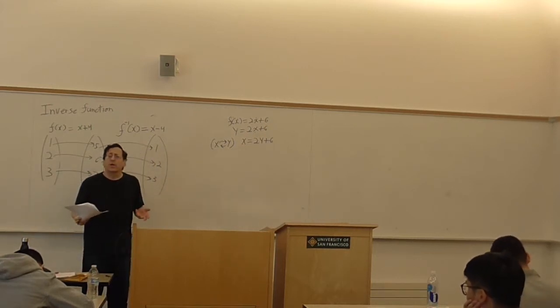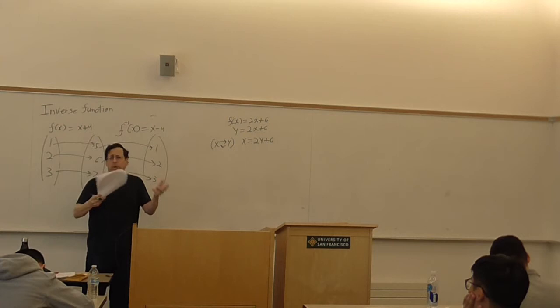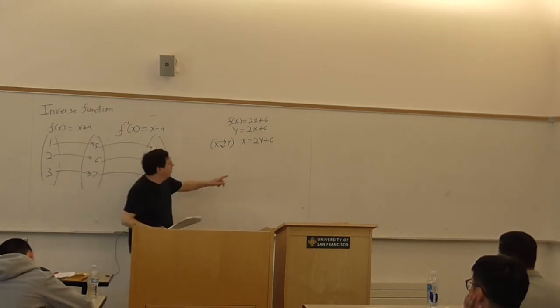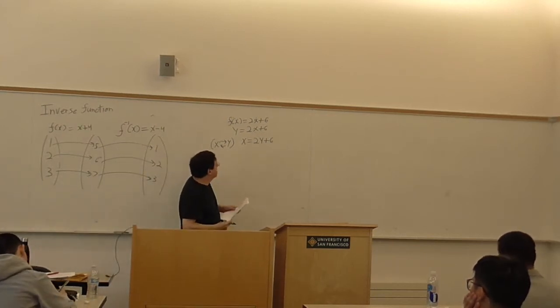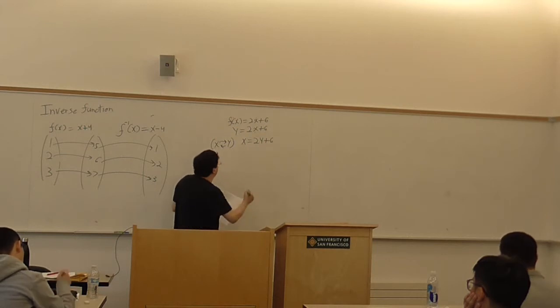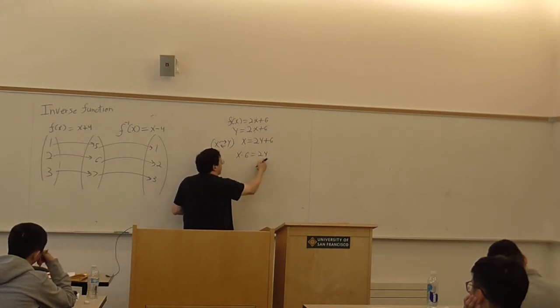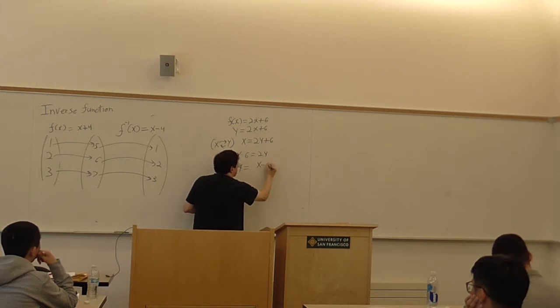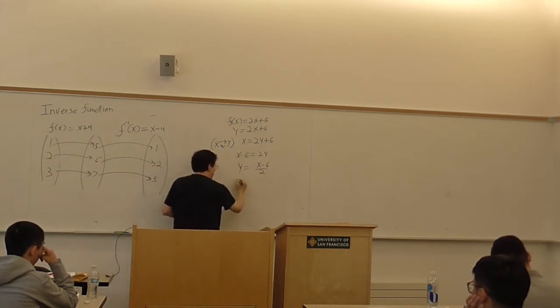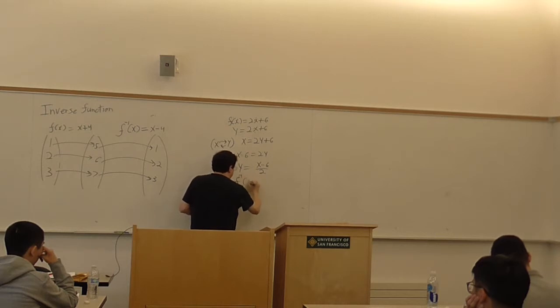And now, we switch the independent and dependent variables. And now I want to solve for y. So that's pretty easy. Subtract 6 from both sides. And let's divide by 2. And I'm going to put y back over here. And this now is my inverse function of x.